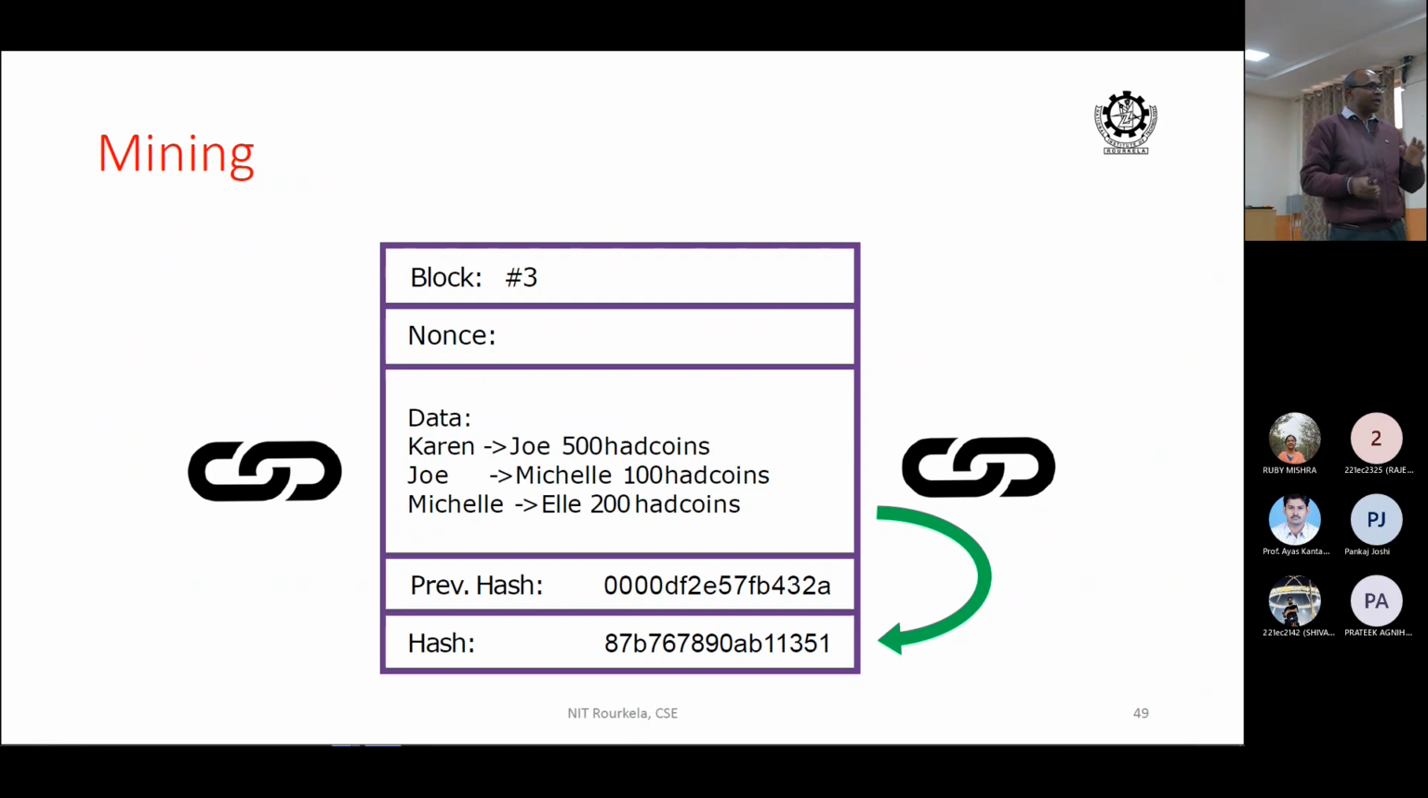So what information is available to me? The information which is not going to change is the transactions. The hash from the previous block is not going to change. The timestamp is not going to change. These are my fixed data. So I need a variable data. Where will the variable data come from? The variable data will come only from a random number generator. Nonce is nothing but a random number.